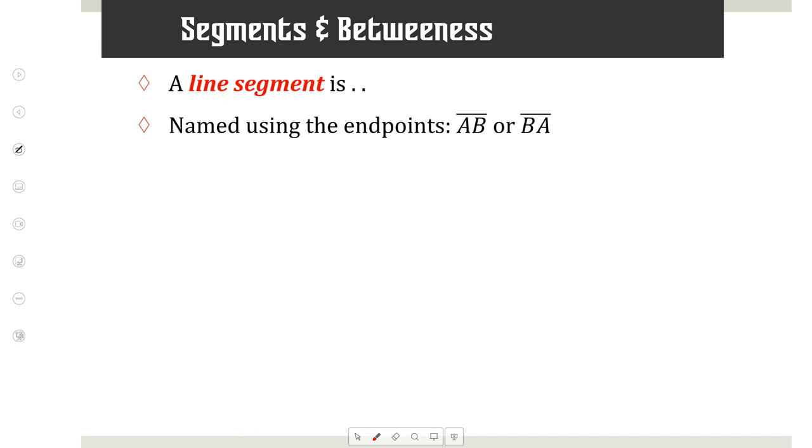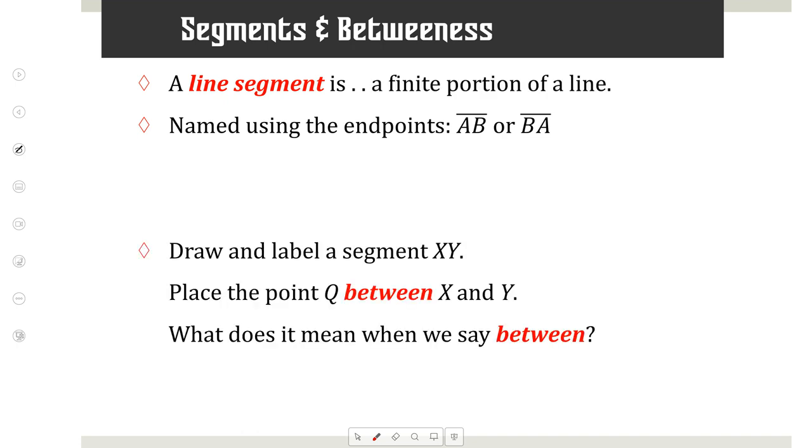I was going to say the part of a line between any two points. Okay, same thing, right? So we're going to denote that. By the way, I got a picture in here somewhere. Where is it? There's my line segment. It is a finite part of a line. The finite part is important. It starts and it ends.